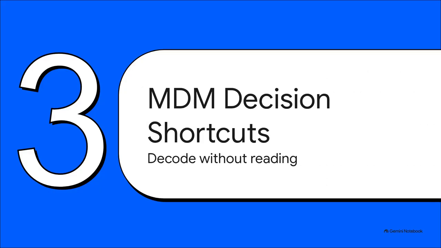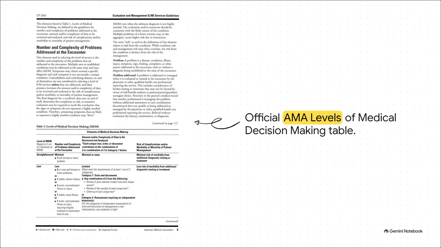All right, Section 3, MDM Decision Matrix Shortcuts. I know the official AMA Levels of Medical Decision-Making table looks like a giant wall of text, but don't panic. Under time pressure, the absolute most critical rule to remember is that you do not need to meet all 3 columns to finalize a level. You only need to meet or exceed 2 out of the 3 elements. That's problems, data, and risk to lock in your overall MDM level.